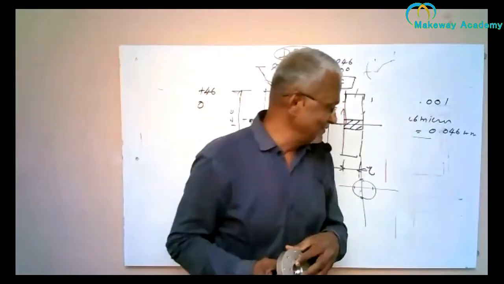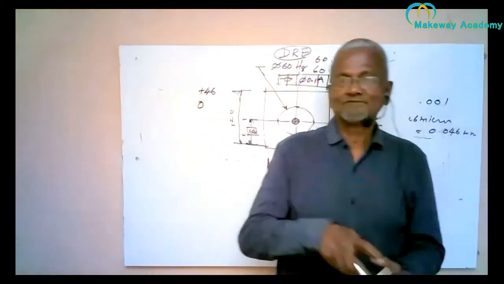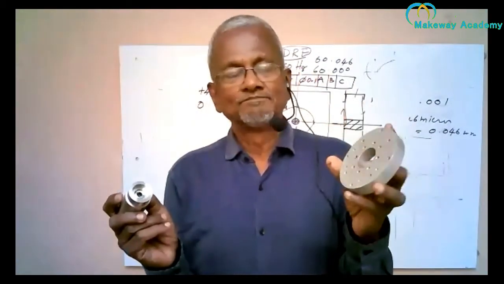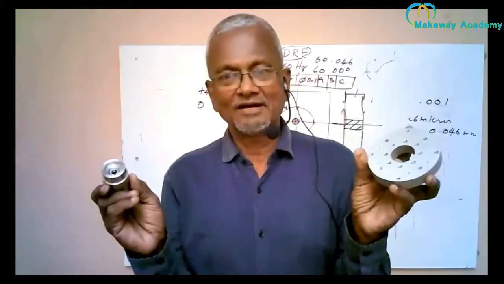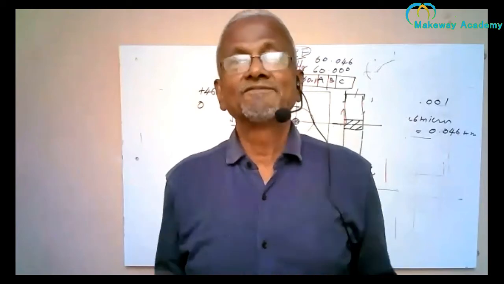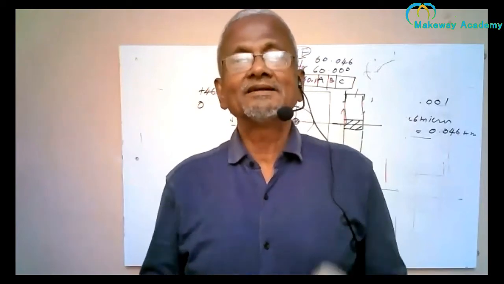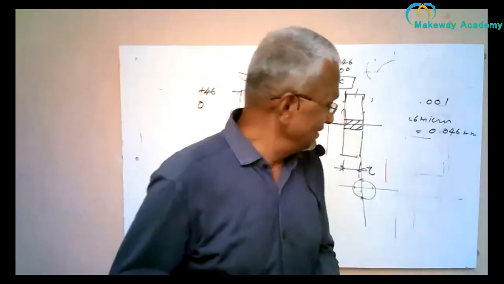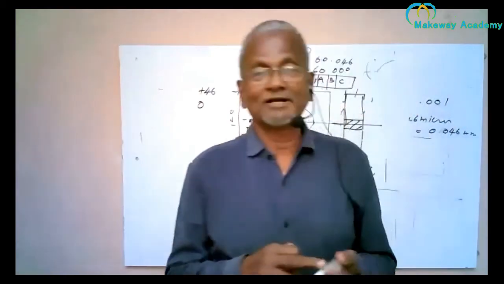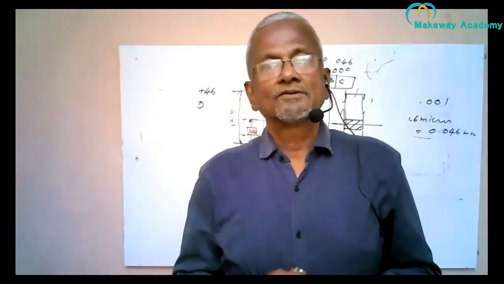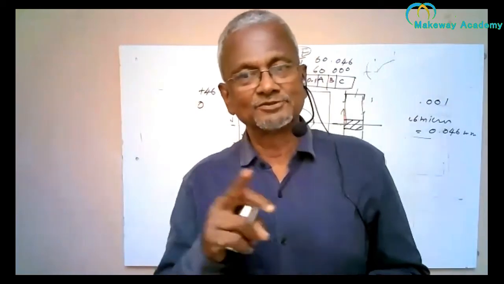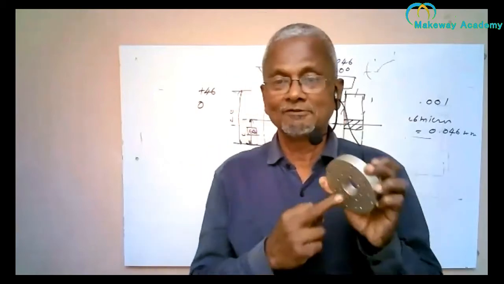Now I call one particular fit H8F7. So the fit between this hole and this shaft is H8F7. That is the fit. So H8F7 is a clearance fit. H8 is the tolerance grade. This is 35 mm diameter. So between 30 and 40 mm we'll have to see. We projected one chart, between 30 mm and 40 mm we'll have to see.